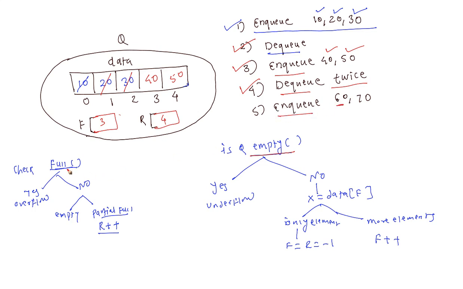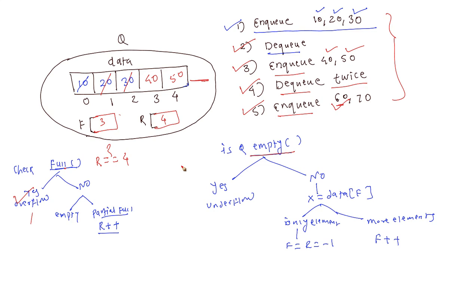So we'll perform it. Is Q full? How will I check? What is R? Is R equal to 4? R is 4. That means R is the last location. R is storing the index of the last location. That means there is an element present on the last location and there is no more space here. So I'll conclude that Q is full and it is overflow, and I'll quit here only. So this operation is over. Thus we perform these 5 operations.